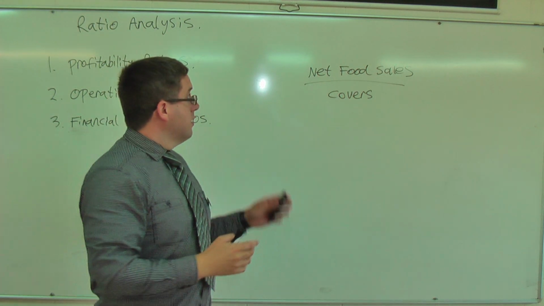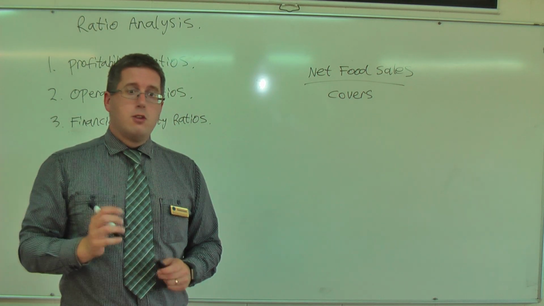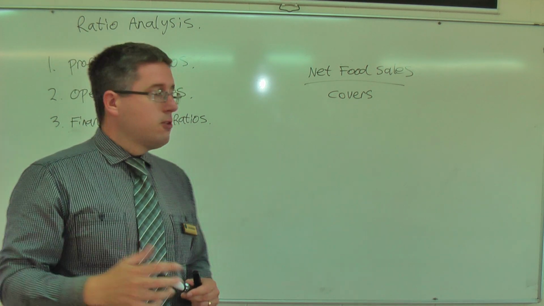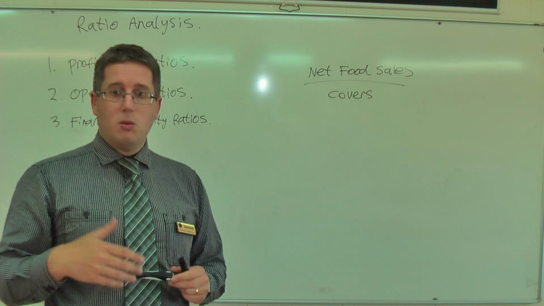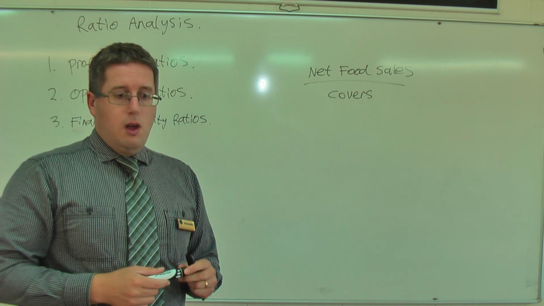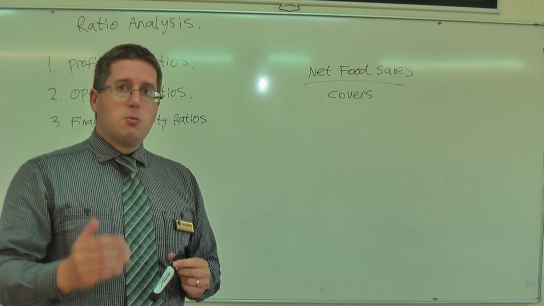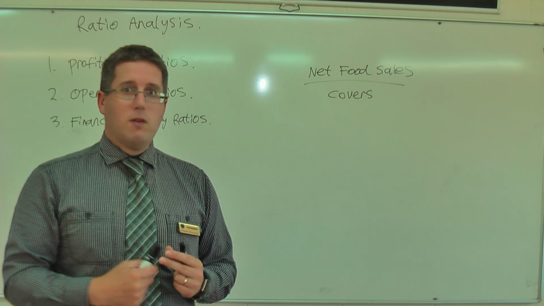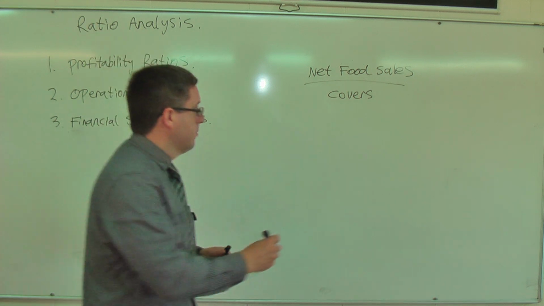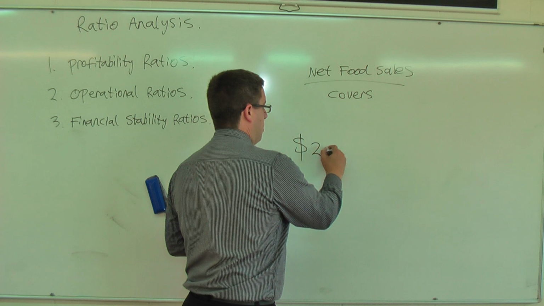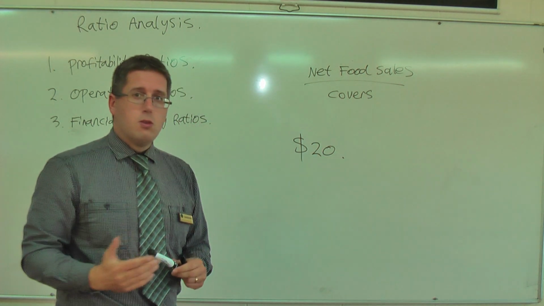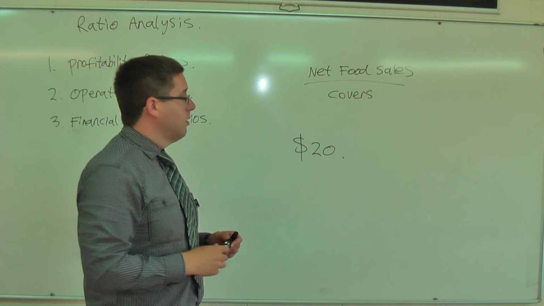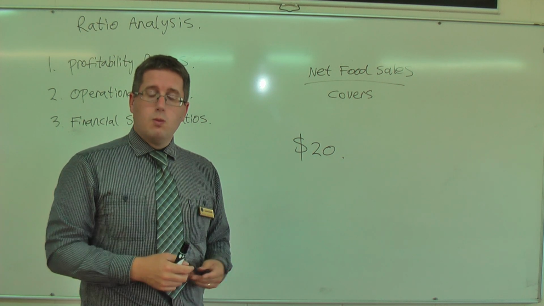Average food check is the net food sales divided by the covers. The covers is the number of people served or number of people in the restaurant. So this gives what the average person has spent in the restaurant. So this is a dollar figure, and maybe it's $20 is the result. We want this to be as high as possible. So average per person, we want it to be high.